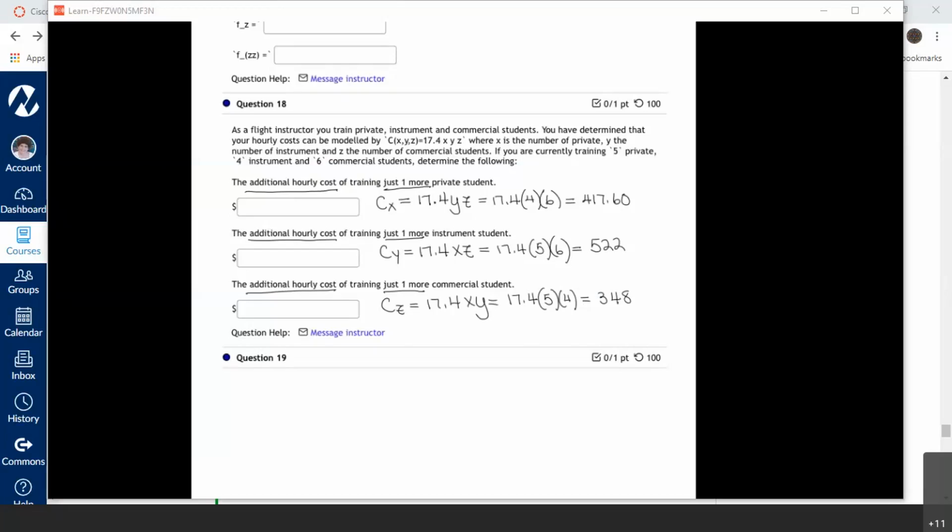Okay, so the only difficult part of this question, aside from doing the partial derivatives, and this really isn't a hard problem, is understanding what this additional hourly cost of just one more is asking you to do.